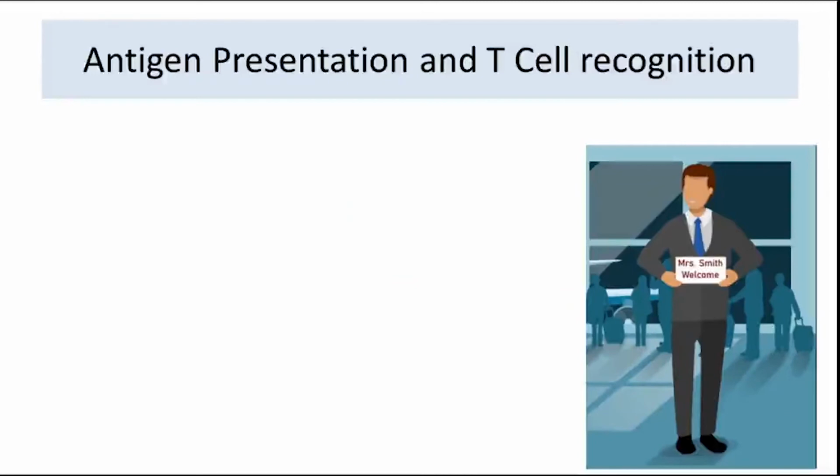So now the next stage comes, where the antigen which is taken up by the dendritic cell is going to be presented to the T cell. So what happens? T cells are going to recognize what kind of antigen is being presented and whether they have a proper receptor to recognize those antigens or not. So at this juncture, how is this identification going to take place?